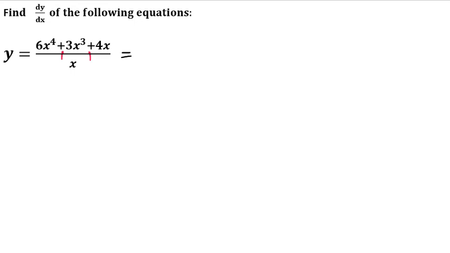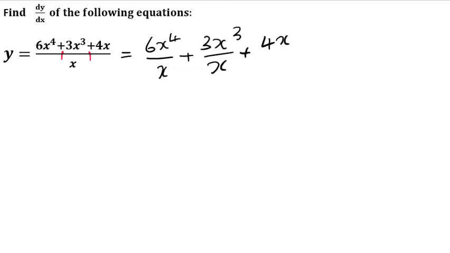You're going to simplify it. You're going to say 6x to the power 4 over x. So you're going to divide everything by x, plus 3x cubed over x, plus 4x over x.